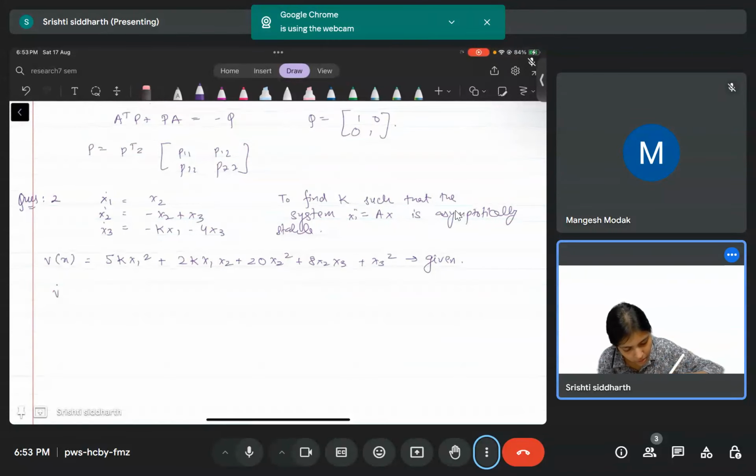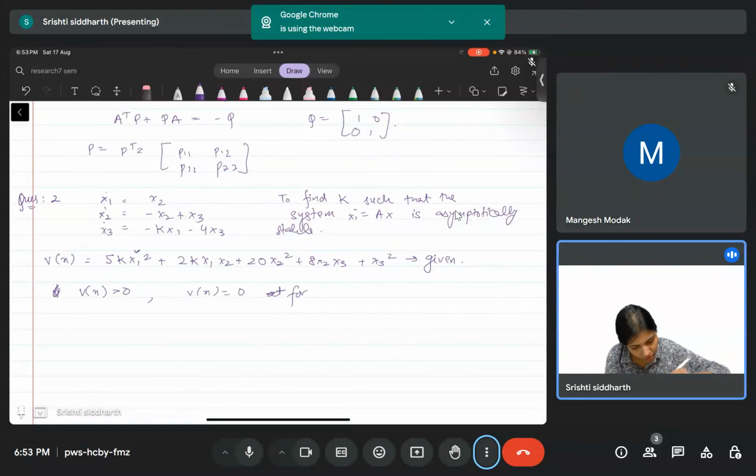Just check, before this, if this is positive definite. Just check if it's 0 at 0. It's 0 only at, sorry, 4. So x1 can be 0, x2 has to be 0 for the first, and x3 has to be again 0.